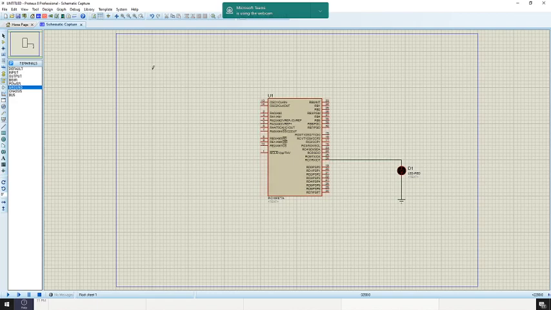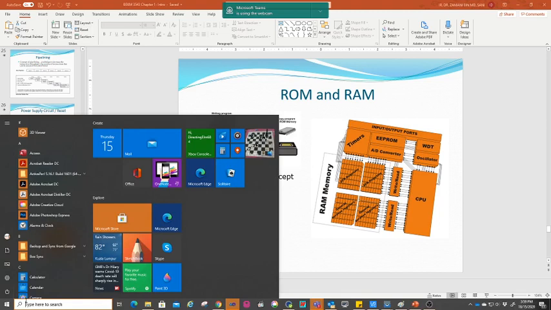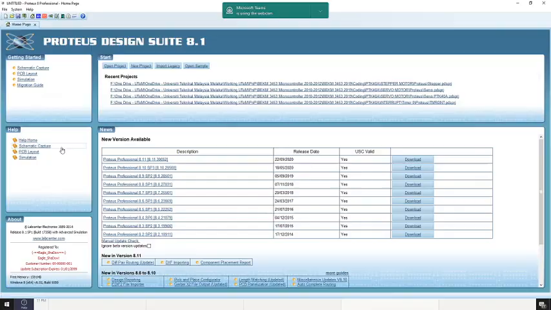So then you can do some simulation over here. For example, you want to see some simulation. Okay, let's show this one. I'm going to close this one again. No changes. I have a few examples from last time when I worked with this board. Let me try.